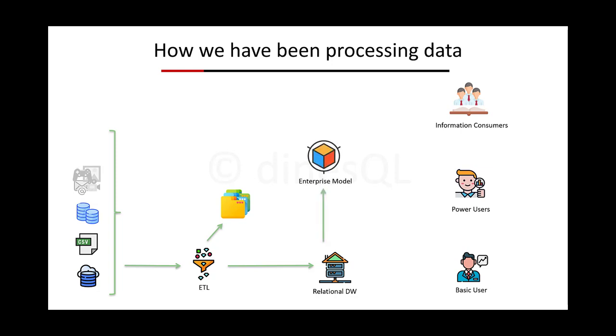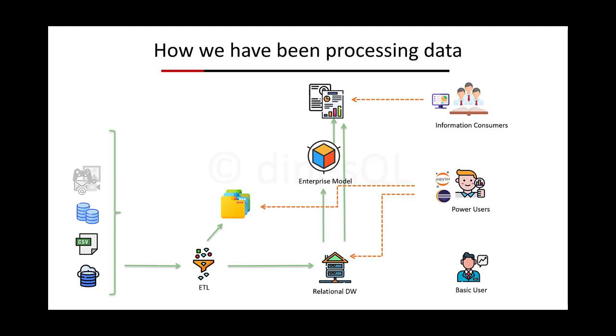In addition to the relational data warehouse, we used to create cubes. Nowadays we call these cubes enterprise models. You can use various components for creating this enterprise model. This is actually a multidimensional database, which is an optimized data structure for performing analytics. So when we have all of these things, IT can create reports, and information consumers can consume these reports. Other users can get data based on their requirements.